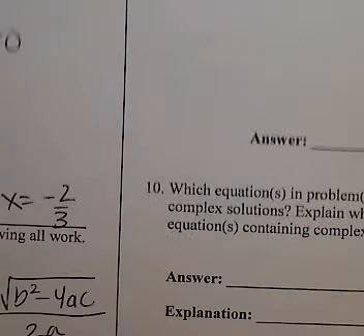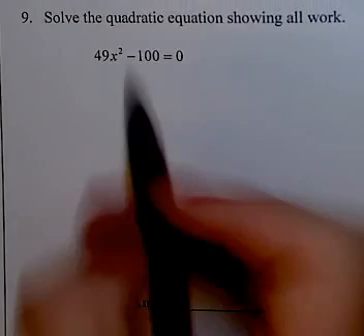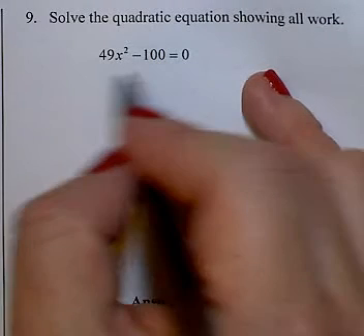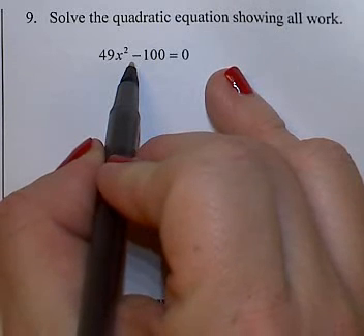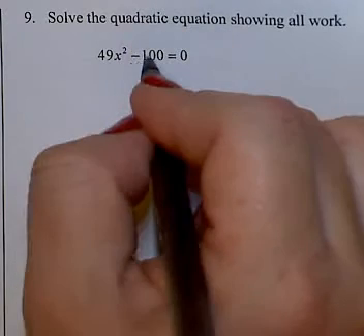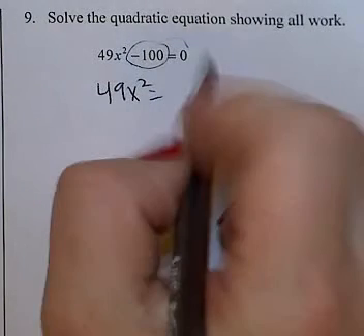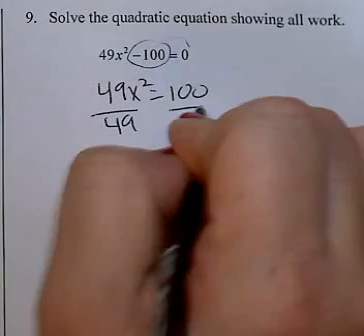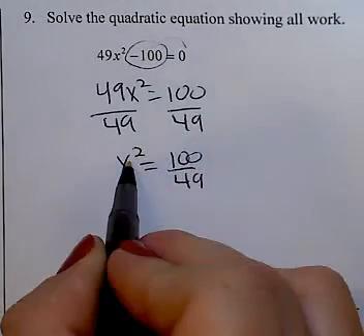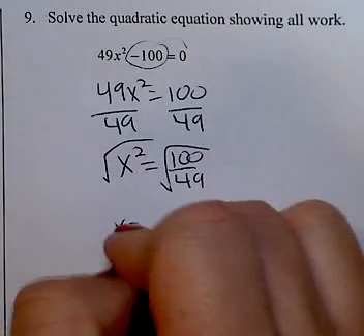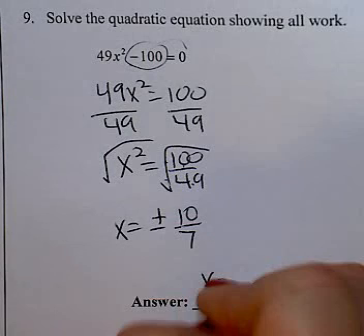Number 9. So solving this, what can we do here? Well, two different ways to solve this. Notice that we don't have a b value. There's no x. So some students choose to factor and solve, and some students choose the algebra method. Algebra says I'm going to move this deficit aside by adding. Then I'm going to divide by 49. To eliminate the square, I'm going to square root both sides. Notice that I'm going to have two answers. Square root of 100 is 10. Square root of 49 is 7. x equals plus or minus 10 over 7.